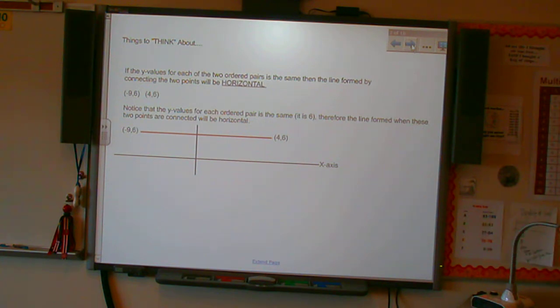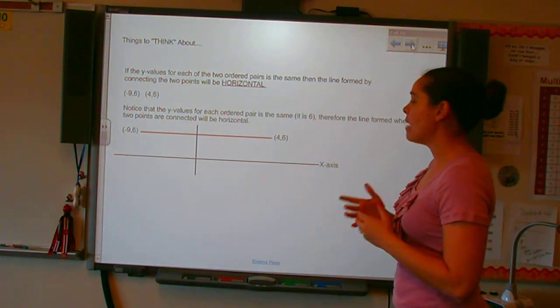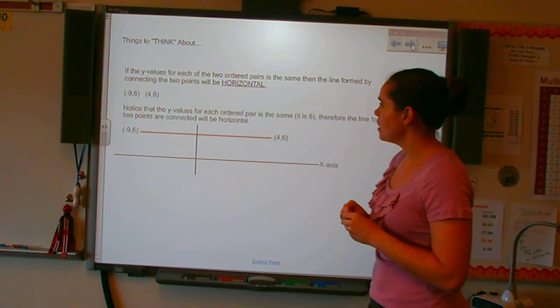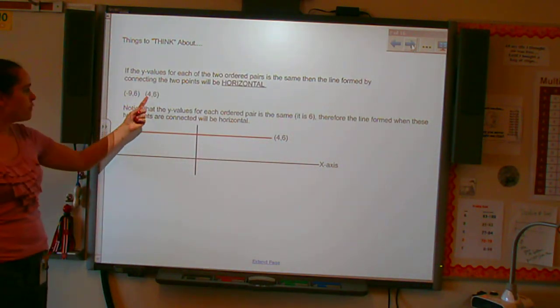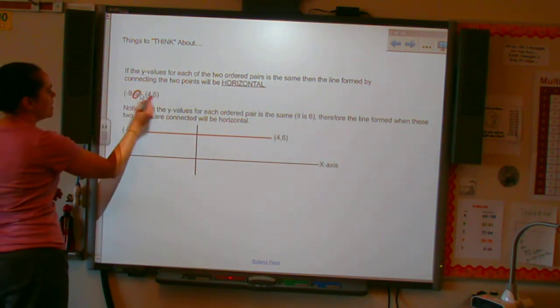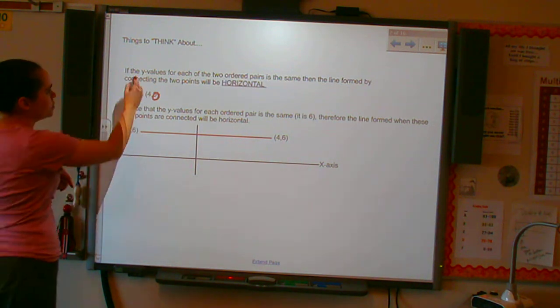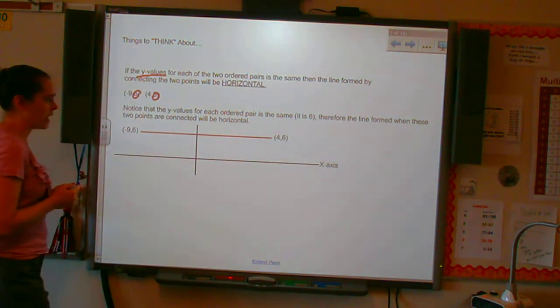The first thing we always need to keep in mind is determining whether or not we have a horizontal or a vertical line. If the y values for each of the two ordered pairs are the same, then the line formed when you connect the 2 points will be a horizontal line. Looking at our ordered pairs, -9, 6 and 4, 6, we notice that 6 and 6 are the same. That means my y values are the same, and notice this is a horizontal line.